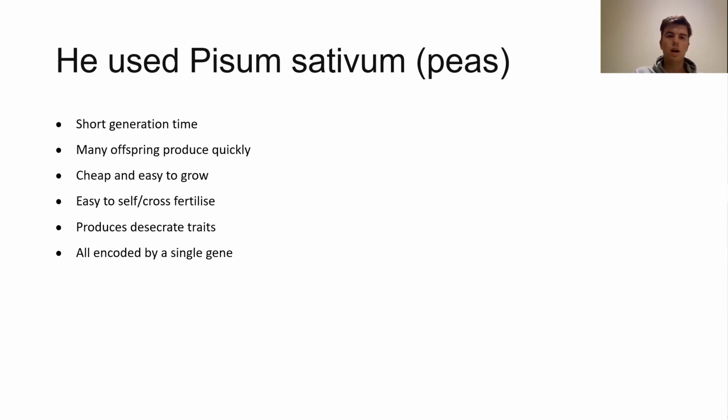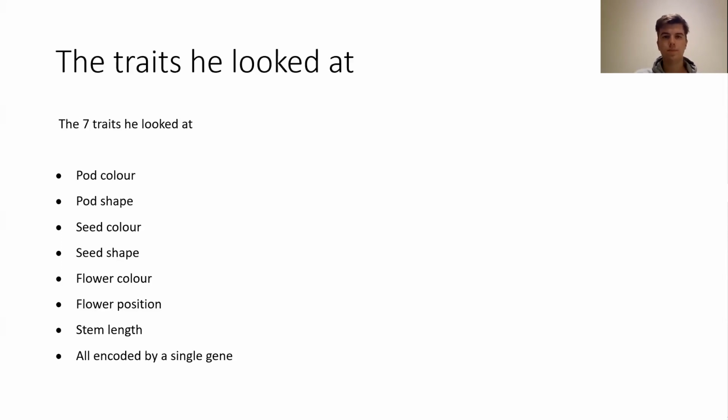They could self and cross-fertilize. These two points are very important, and we'll come back to them later. They produce discrete traits, so you could compare them just visibly with your eyes. And all the different traits are encoded by a single gene. He didn't know this at the time, but it's very important, I wouldn't say luck, that all the different characteristics in these peas were encoded by a single gene. This basically allowed his experiments to work.